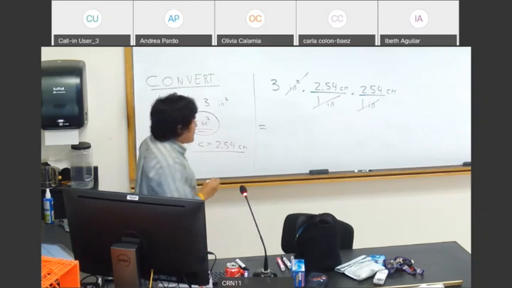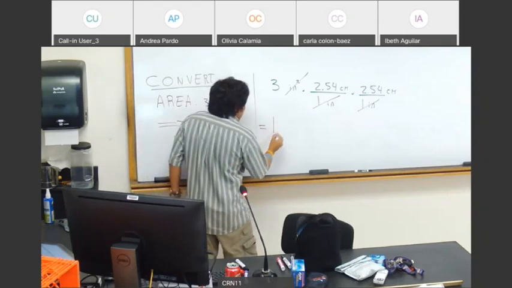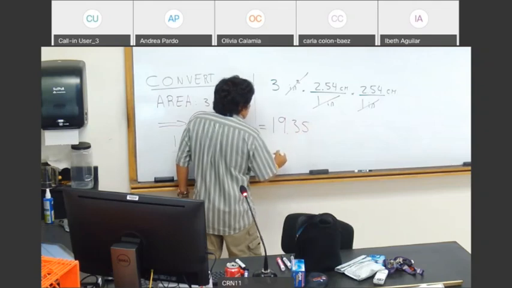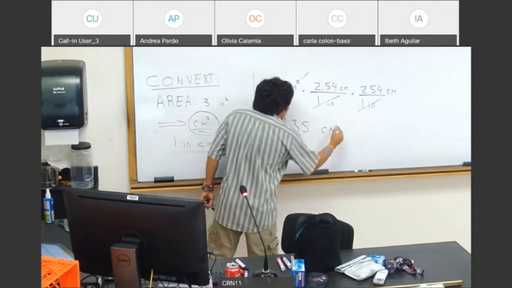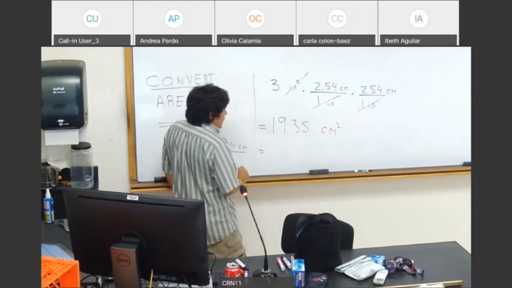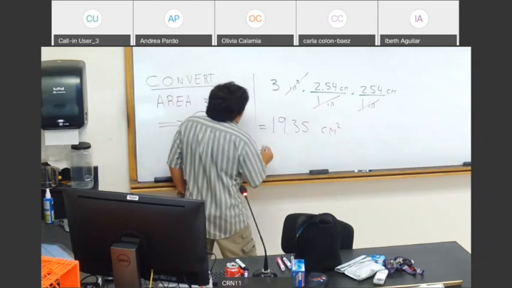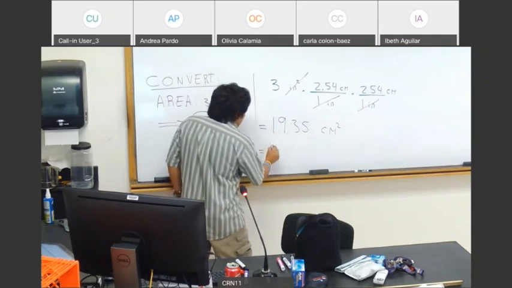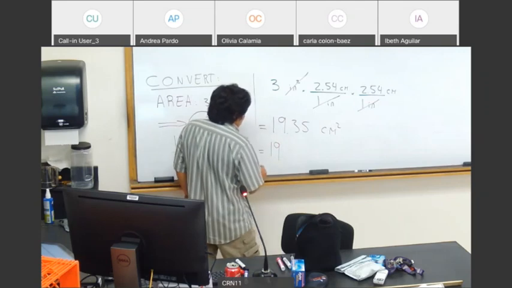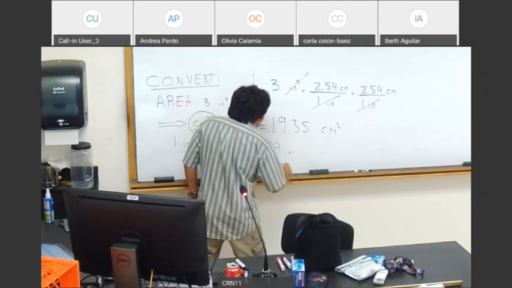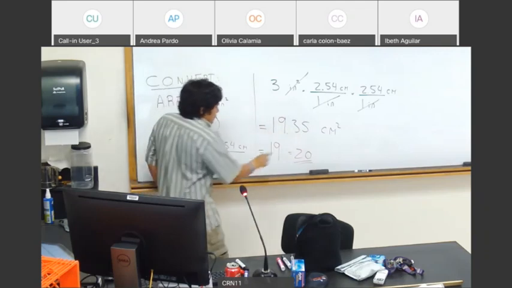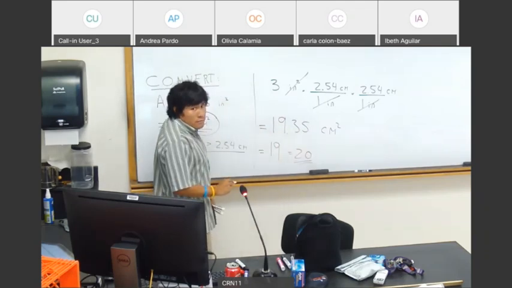So I have here the answer. The intermediate answer will be 19.35 centimeters square. If you want to write it in the correct number of significant figures, it will be accepted to write 19, but actually, believe it or not, some people will write it as 20. 20 has only one significant figure. This 0 on the right is not significant.